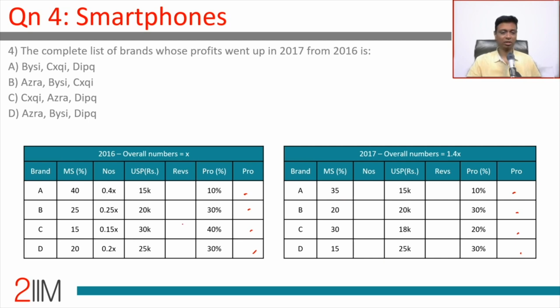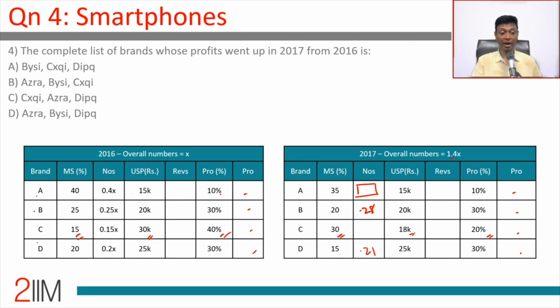So think about this. Here the market share of C doubles. Fine. This USP falls, profitability halves. Fine. So here the price is the same, profitability is the same. This is boosted by 40%. 0.35 times 40, the number is going to be greater than 0.4. 20 times 1.4 is 0.28, this is greater. 15 times 1.4 is 0.21, this is also greater.